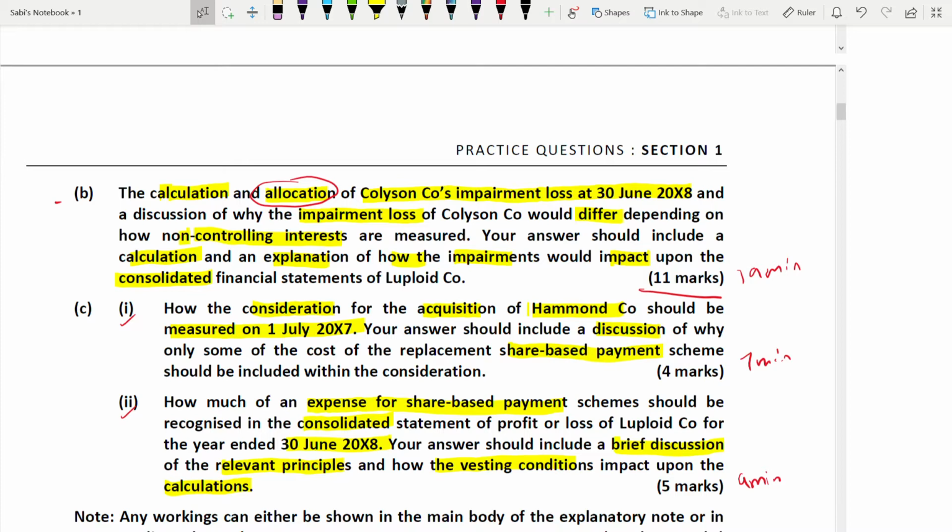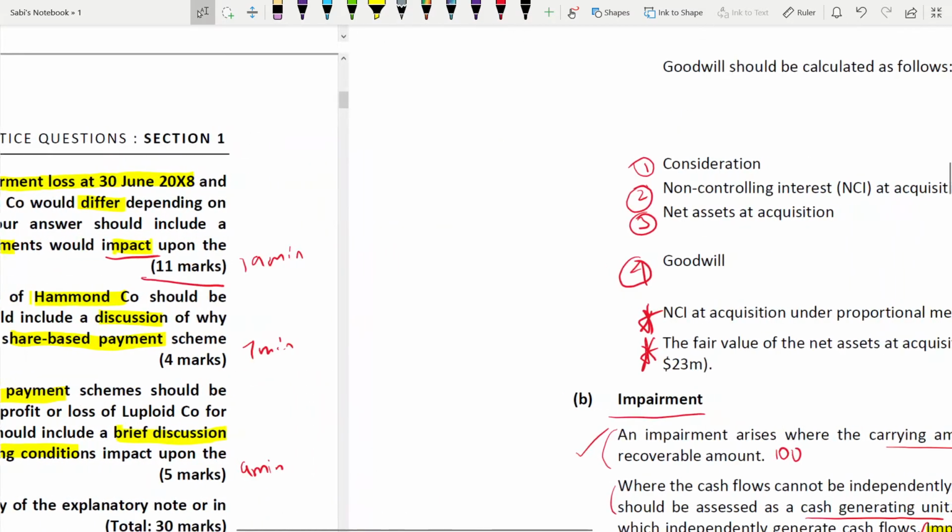If you see the last part, they are not following this order. First, they have to talk about impairment, how it will be allocated. Then they are going to talk about the different methods. Then they are talking about how it will impact the consolidated financial statements. Whenever they are talking about something, immediately they are showing the impact on the consolidated financial statements, which include both the balance sheet and the income statement. That's why they are writing this sentence, to show the impact.